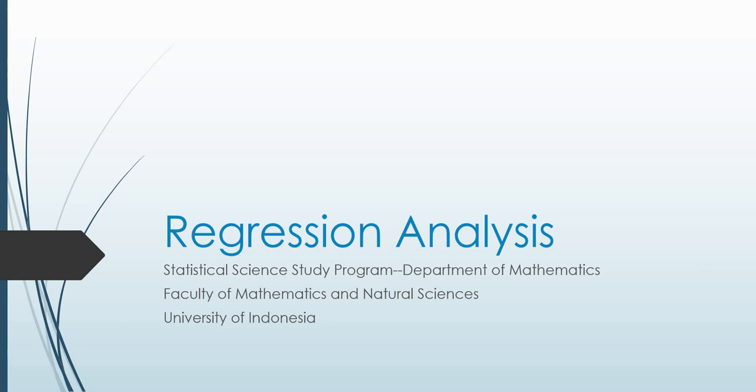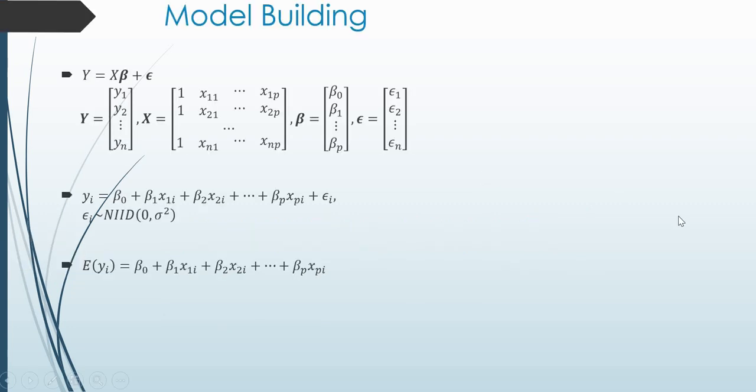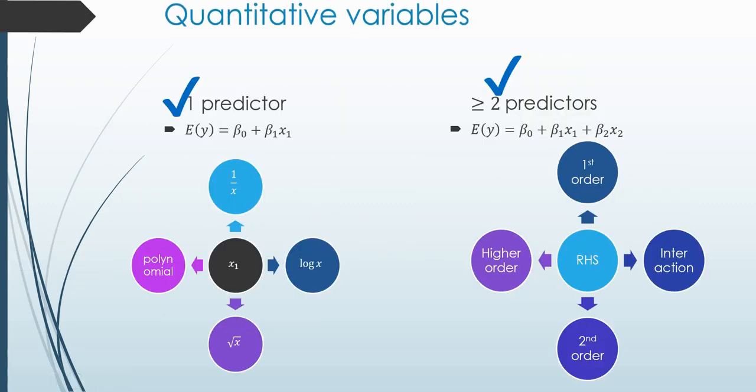So for this session, we will continue with the topic of model building. Previously, we did modeling on quantitative variables with one predictor and with two predictors. Now we will see briefly model building for more than two quantitative predictor variables.